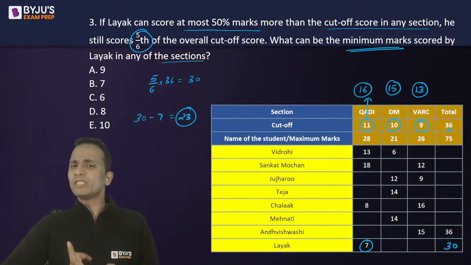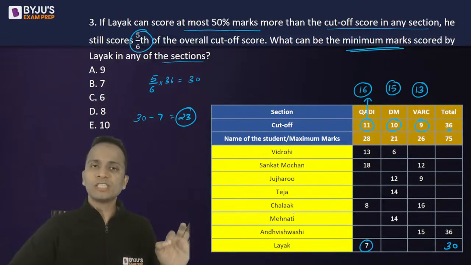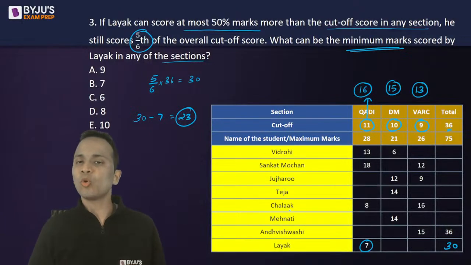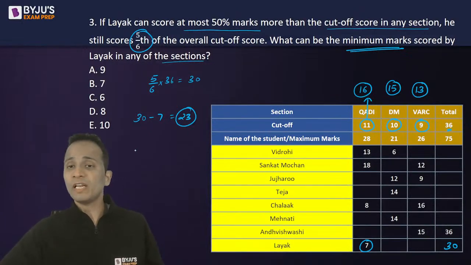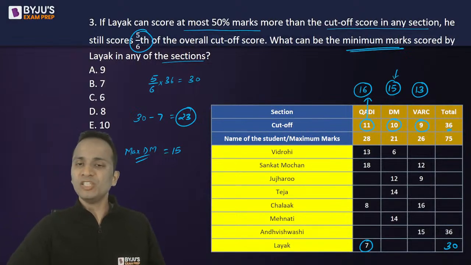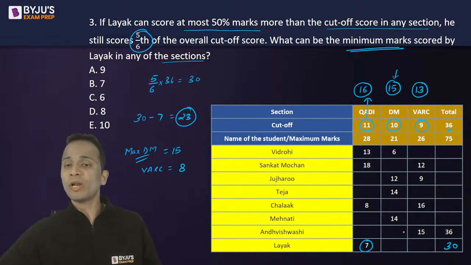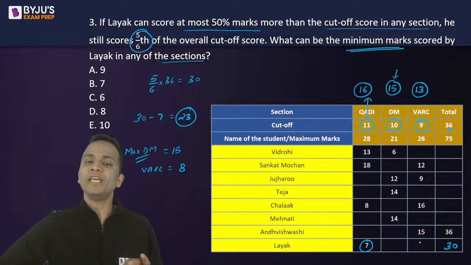Now I know the sum of two sections is 23. So to minimize the value in one of the sections, I will maximize his score in the other section. So if I assume that he has scored maximum marks in DM, how much can be the maximum in DM? 15. As per the calculation, DM maximum can be 15. So if DM is 15, then VARC will be 23 minus 15, that is 8. So he can score a minimum of 8 in VARC.